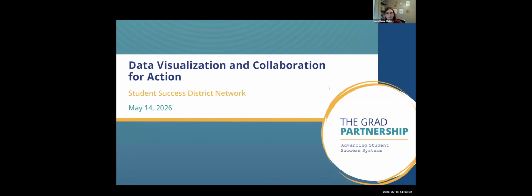Our May theme is focused on data visualization and collaboration for action. So really looking at what are some of the ways we can think through that database decision-making process related to how we are organizing and visualizing data. And I'm really excited to get into today's conversation. It is going to be very conversational.